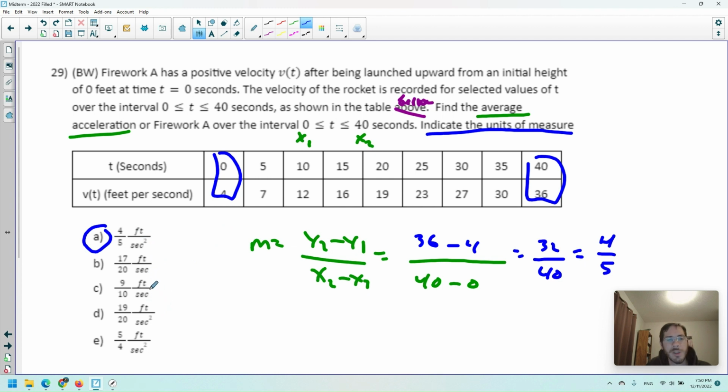There are a couple that are feet per second, but again, our acceleration is going to be measured in feet per second squared. So, I mean, we could have gotten rid of these ones right away, but our number kind of led us to the answer already. So that's what we got for 29.